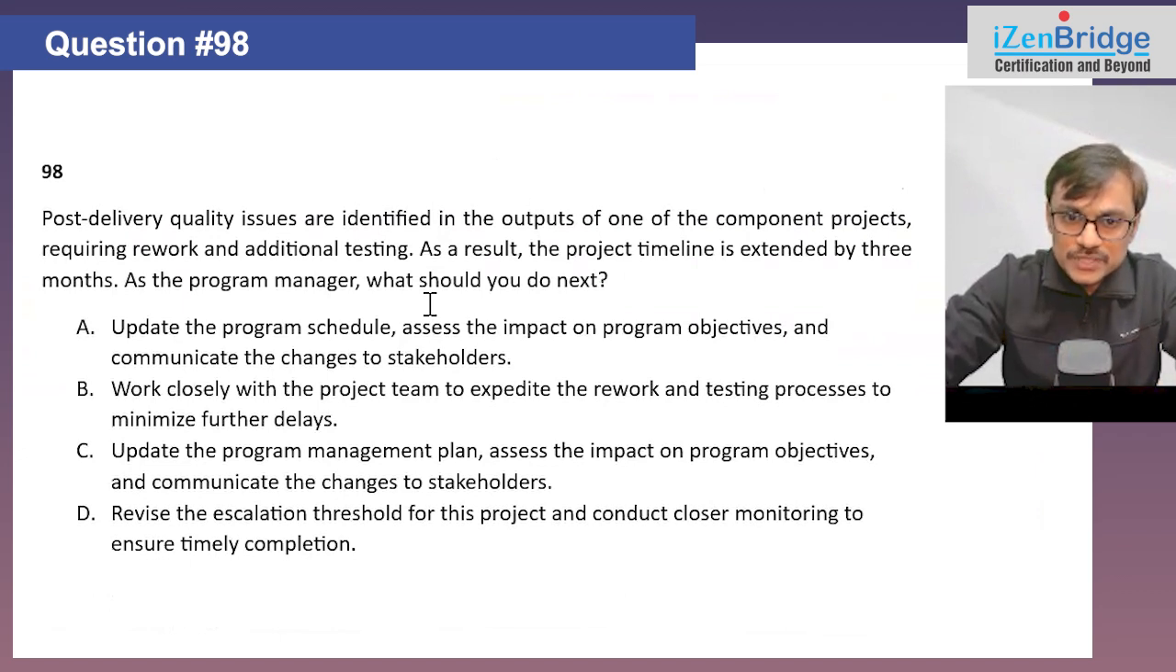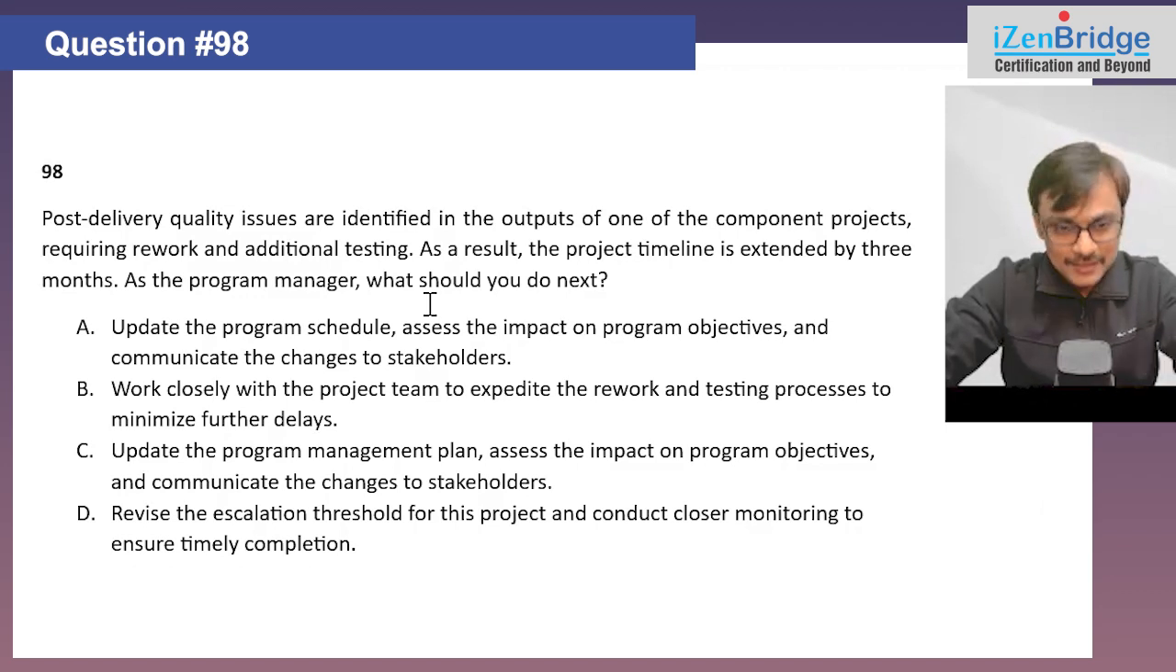Question number 98. Post-delivery, quality issues are identified in the outputs of one of the component projects, requiring rework and additional testing. As a result, the project timeline is extended by 3 months. As a program manager, what should you do next? We have a delay, we have a quality issue here, and this quality issue is making things delayed. They will need an additional 3 months to do it.